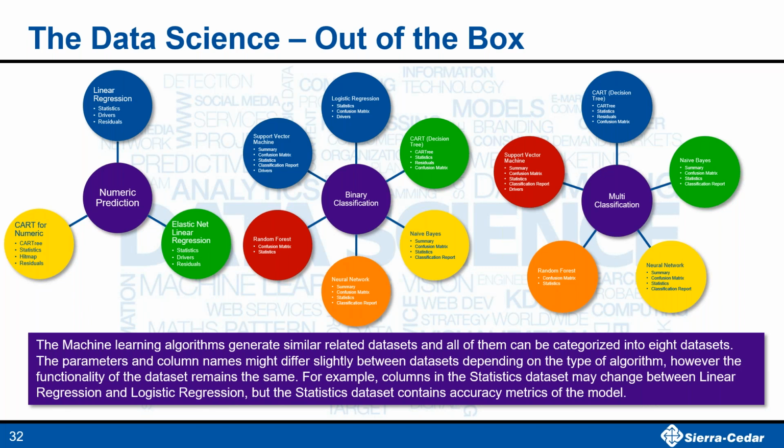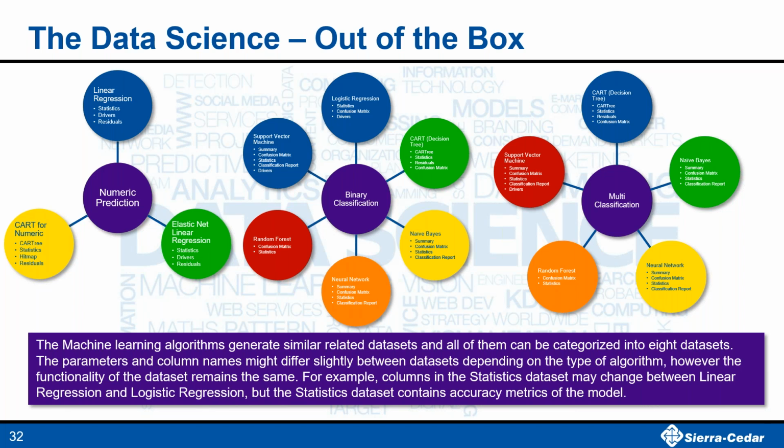And this is just another way of looking at this picture. I'm not going to get into this in detail, but it shows you that not only do you have model types and model scripts, but you also get results and statistics that you can use to compare the results of your model. The functionality of all of these data sets remains the same. Columns in a statistics data set change between, for example, linear regression and logistic regression. But really, these data sets are all about you being able to evaluate how well your model actually did.